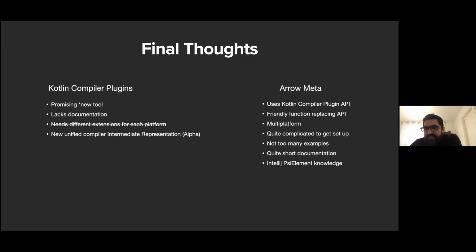But it's quite complicated to get it set up, as you saw. There are not too many examples. I added a link at the end of the slides. All of these resources are at the end of the slides, but there's a project of Arrow Meta examples that doesn't have too many of them actually, and it only has 2 examples, and those 2 don't show how to write unit tests. That's something that I found elsewhere. They also have quite short documentation, and they require you to have some knowledge of the IntelliJ PSI Elements API.